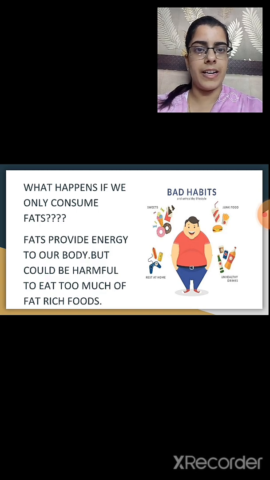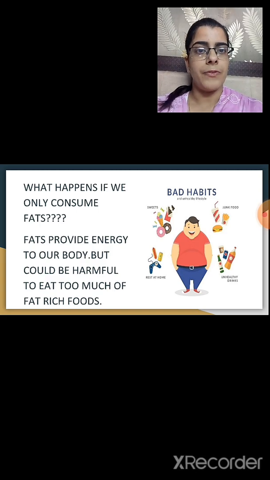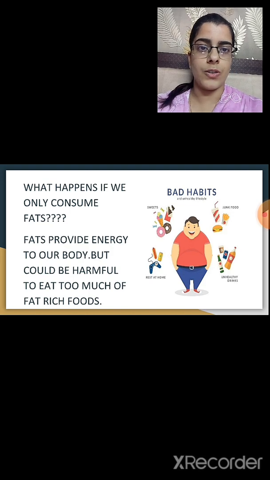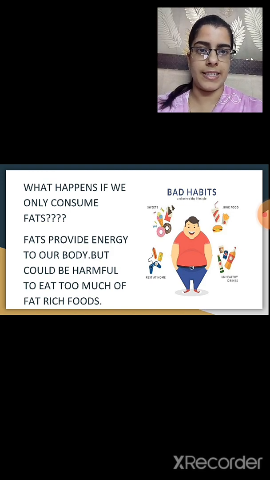What happens if we consume only fats? We know that fats provide energy to our body. But do you think consuming only fat is good for our health? No. It could be harmful to eat too much of the fat-rich food, as fat-rich food can lead to the increase in weight, which in turn leads to obesity. So it is very harmful to consume only fats. So our diet should be balanced with all the nutrients.